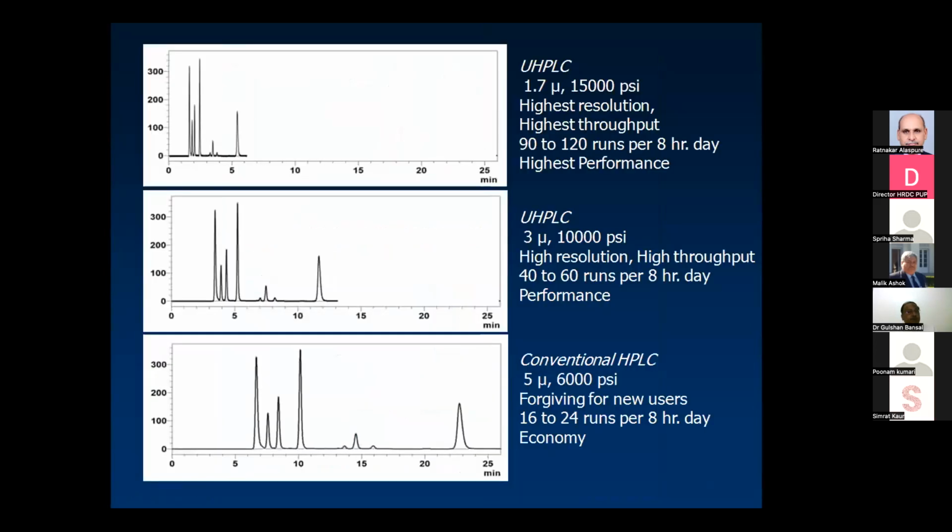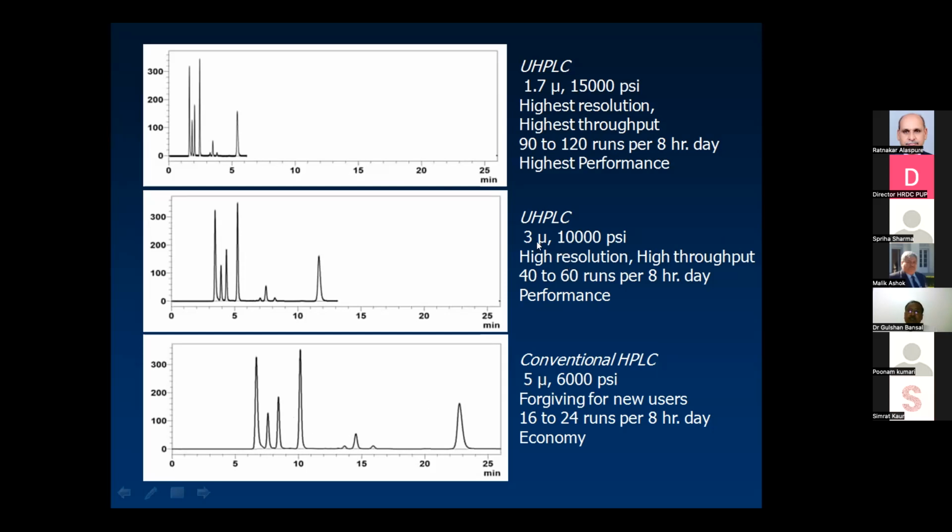Now, next to HPLC is UHPLC. UHPLC is nothing but ultra high pressure liquid chromatography. In HPLC, high pressure liquid chromatography, with certain pumps we can go up to 6,000 psi, but the particle size is 5 micron. So see here the resolution of the peaks, right?